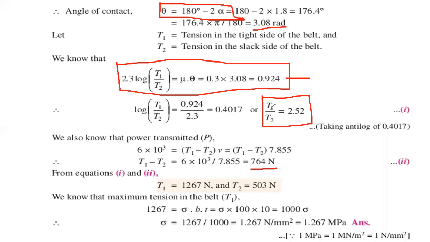So we have got T1 by T2 and T1 minus T2. By equating from the first equation and the second equation, we get the values of T1 and T2. T1 is 1267 newtons, T2 is 503 newtons.